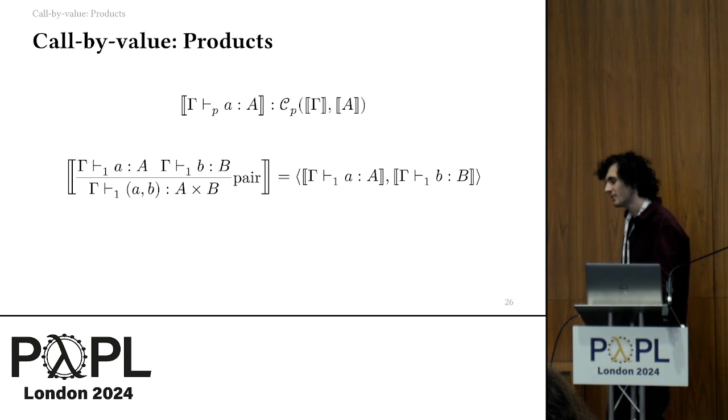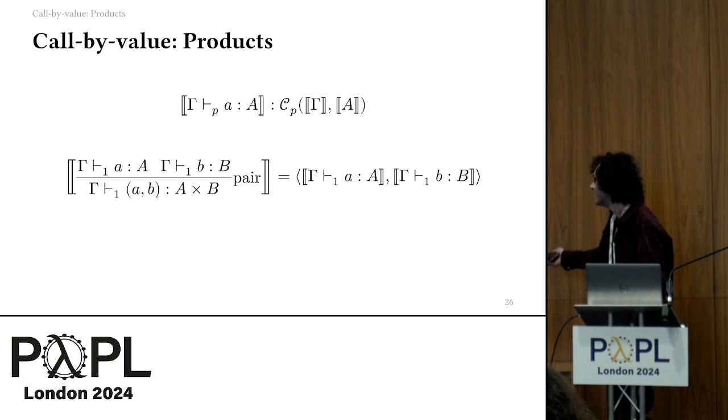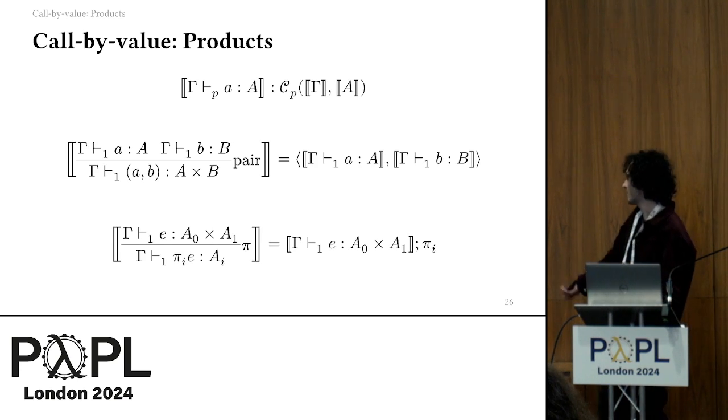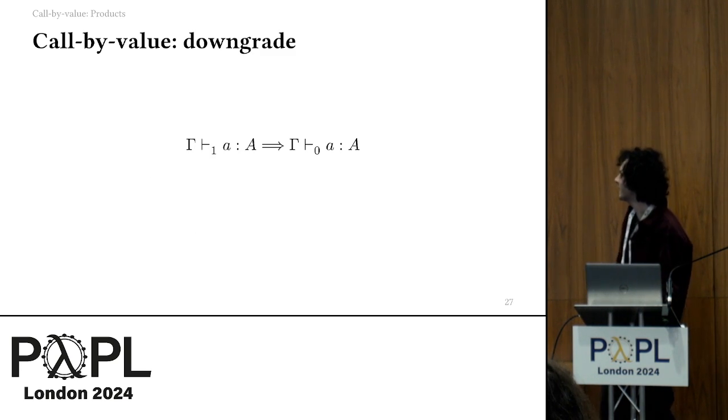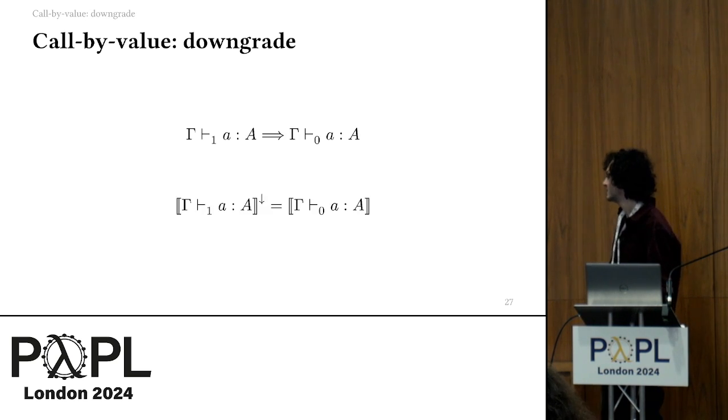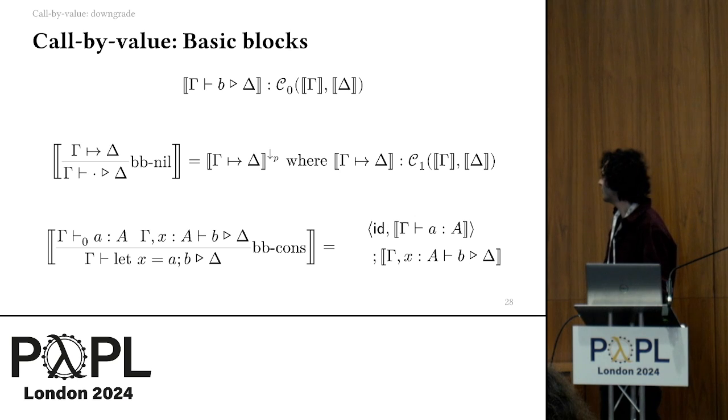Why are we going to require that products are always pure? Because there's no implicit execution order, right to left, left to right, I don't know, so we're not going to specify it, and therefore it needs to be pure. And finally, we have projections. Okay, that's great. So now we have our first little theorem, which is downgrade, that says that any pure term can be treated as impure, and semantically we want that operation to hold. Okay, so far so good.